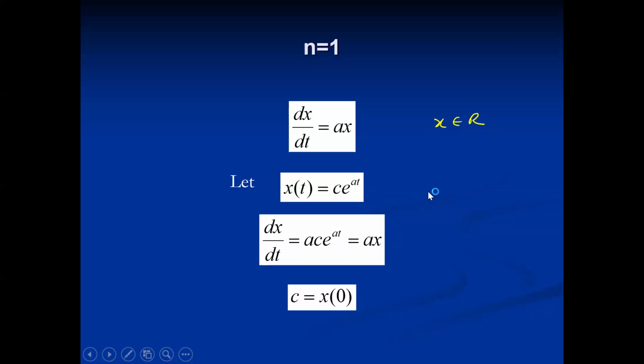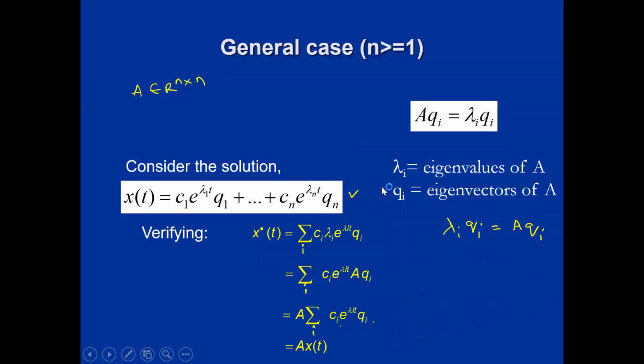Okay, and you can easily also verify that c is equal to x of 0, which means c is the initial condition, the value of x at time t equal to 0. So this is very simple to solve. So similarly, I just have to make an assumption because it takes some time to derive this.